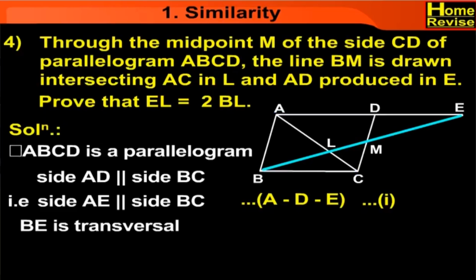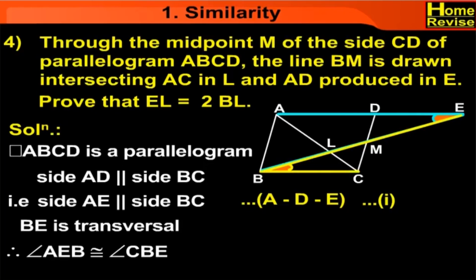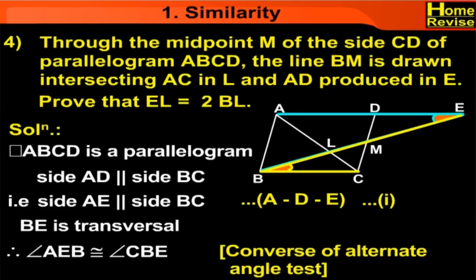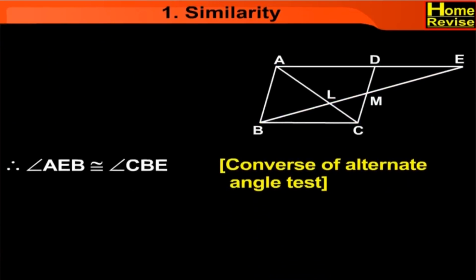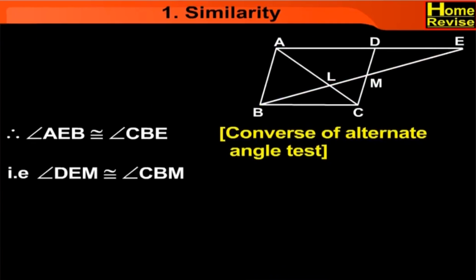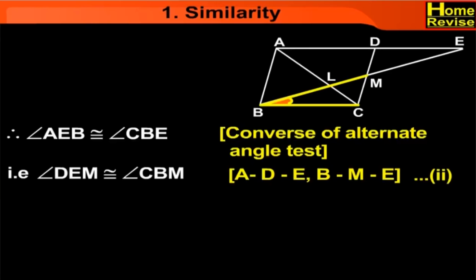Now, BE is a transversal. Therefore, angle AEB is congruent to angle CBE. Reason: converse of alternate angle test. That is, angle DEM is congruent to angle CBM. Reason: A-D-E and B-M-E. Let this be equation number 2.